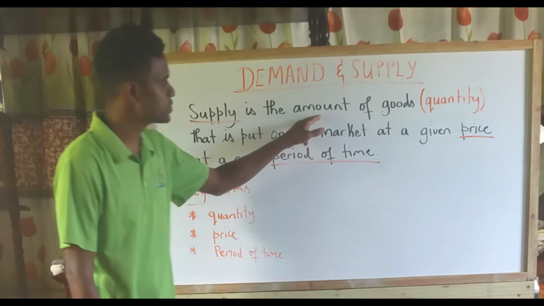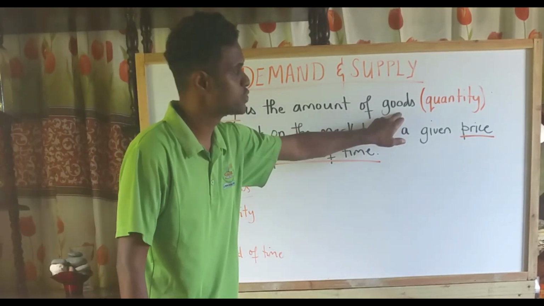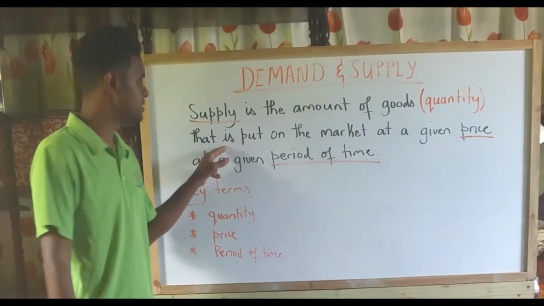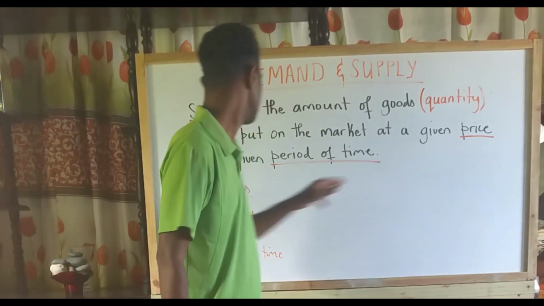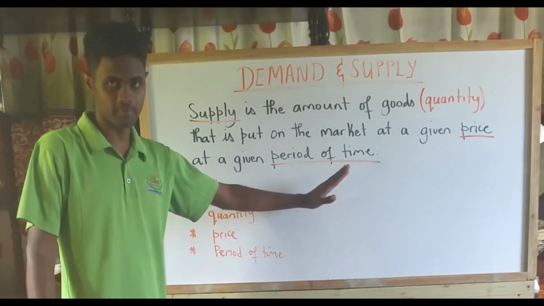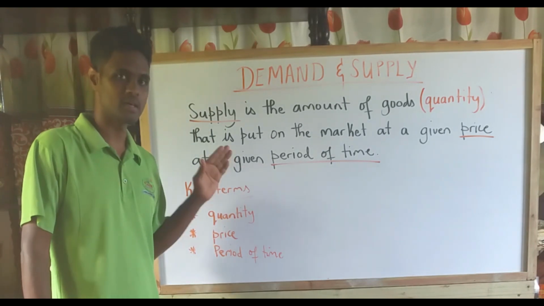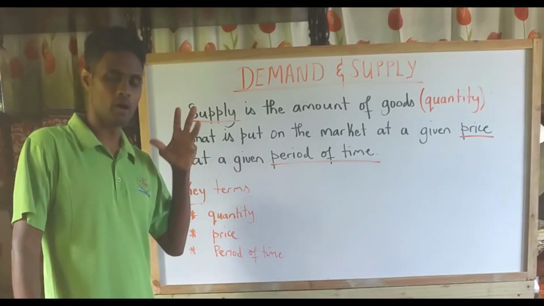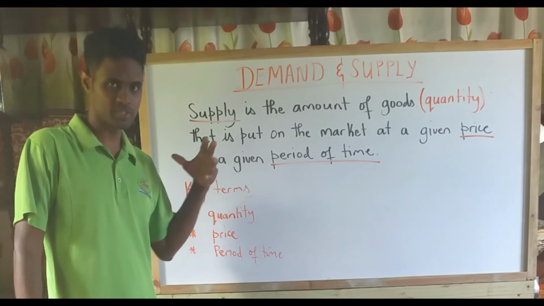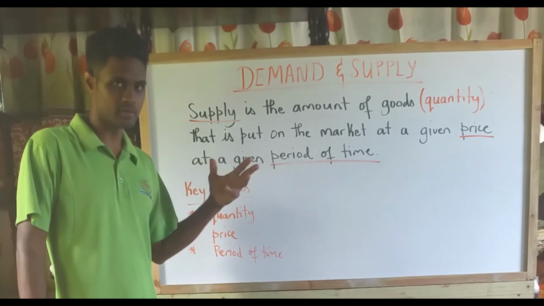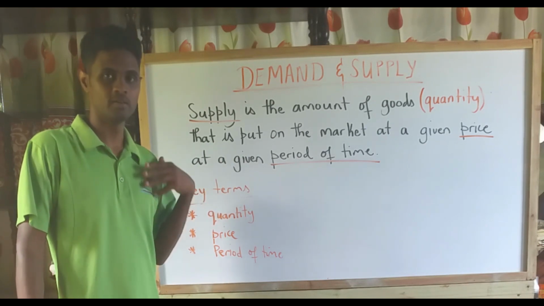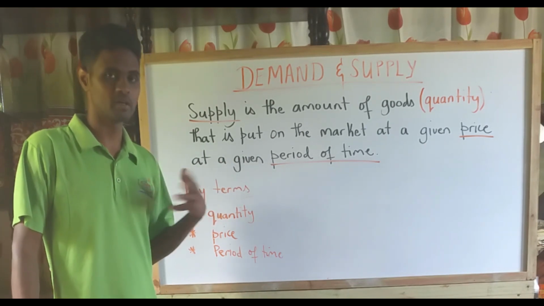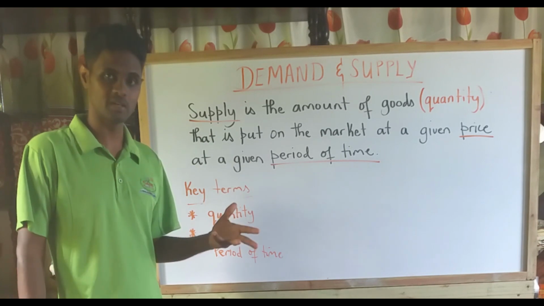Supply is the amount of goods, which we call quantity, that is put on the market at a given price at a given period of time. So what that is basically saying is that a seller will normally be motivated to sell if the price is in their favor. So if the price is high, a supplier will want to put more goods on the market because they want to fetch that high price to make more money.